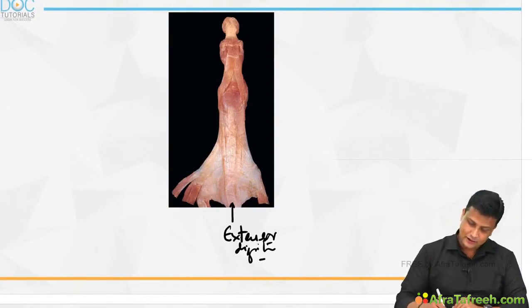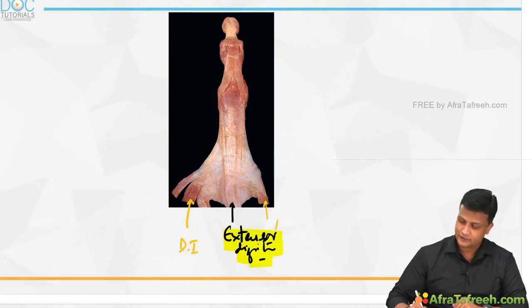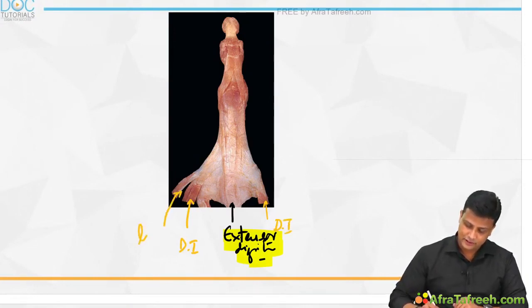So this is the extensor digitorum tendon over here, and after that, this one that you are able to see here, and this one that you are able to see here, that's your dorsal interossei. Dorsal interossei, the second one and the third one. Okay, and this tendon that you are able to appreciate here, that's your lumbrical.